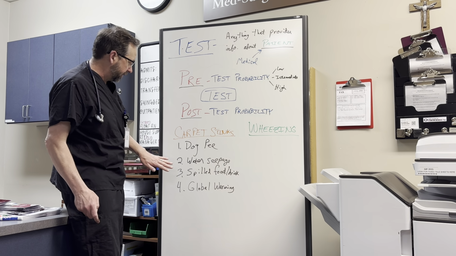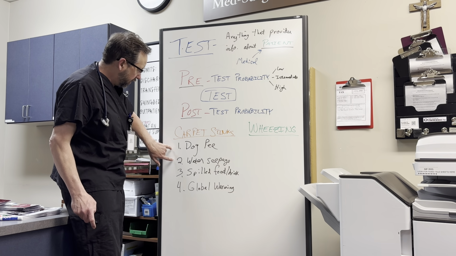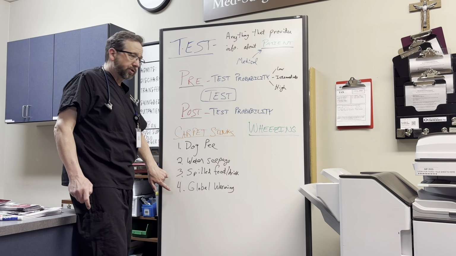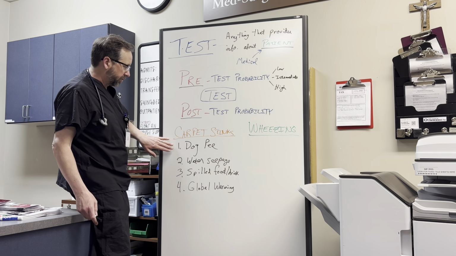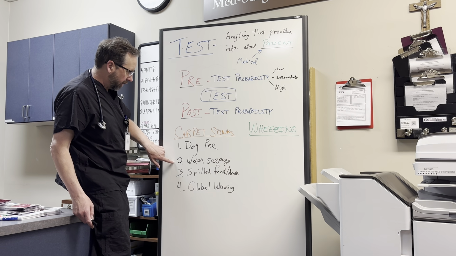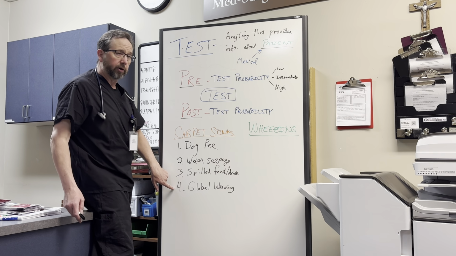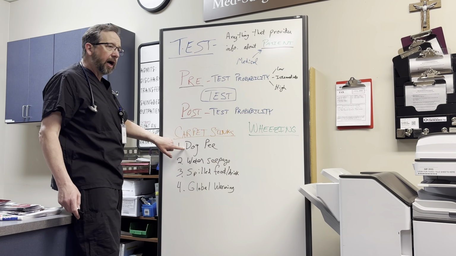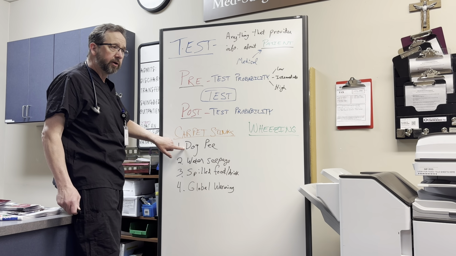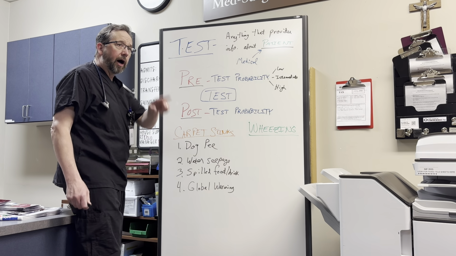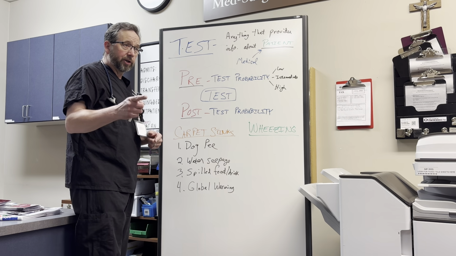So, what tests might I do if I'm going to determine the cause of the carpet stinking? If I think that, first of all, I have this list of 4 things. What is your pre-test probability that it's dog pee, water seepage, spilled food or drink, or global warming? Would this be high, low, or intermediate?